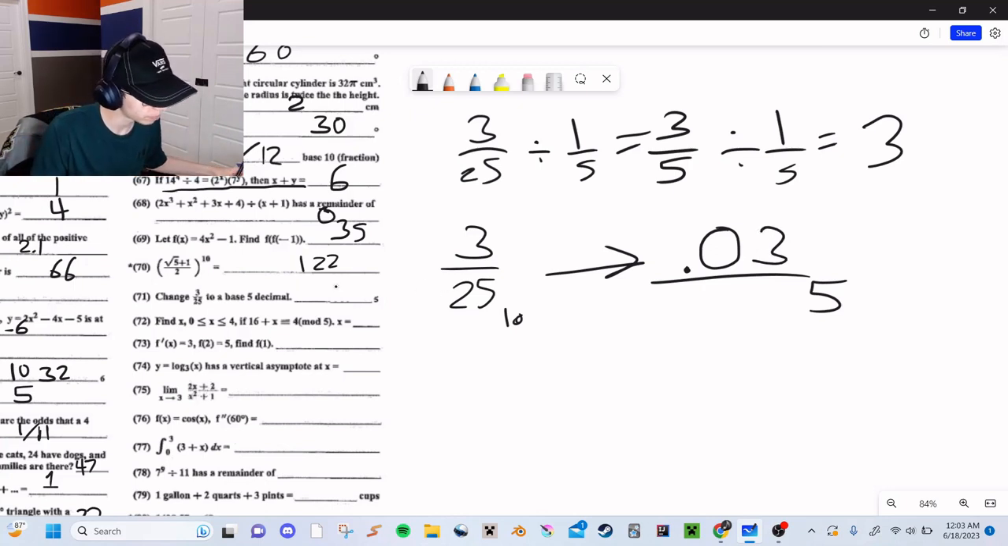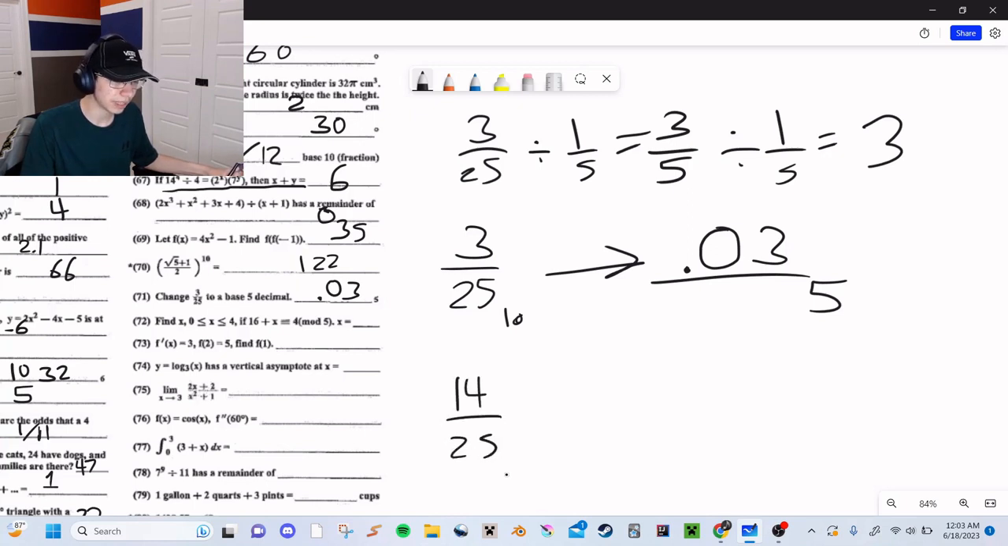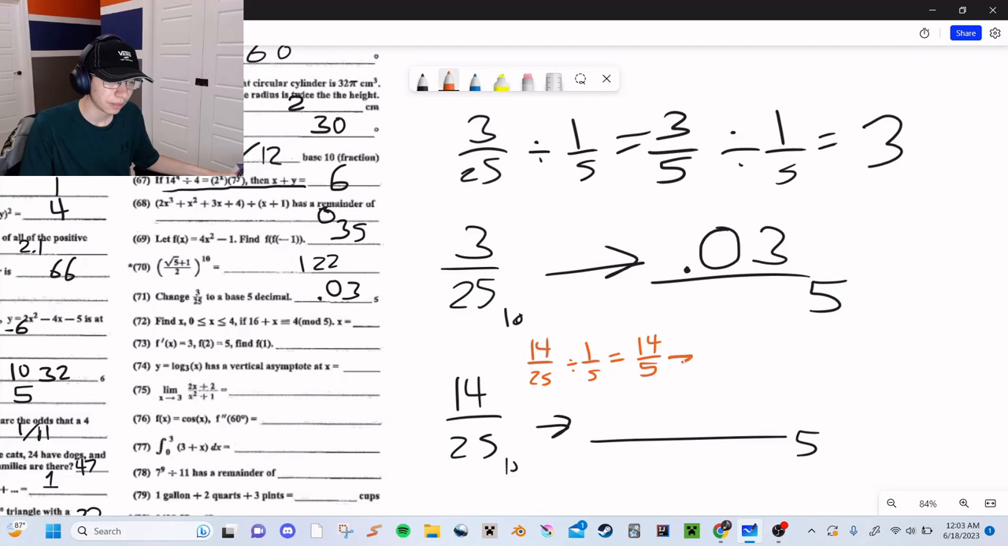Let me give you guys another example. Let's say I had 14 over 25 base 10, and I wanted a base 5 decimal. So I'm going to do 14 over 25. I'm going to divide by 1 over 5, and that's going to get me 14 over 5, which is 2 4/5. Do I have a whole number part? I do. So after the decimal place, I'm going to write down 2.